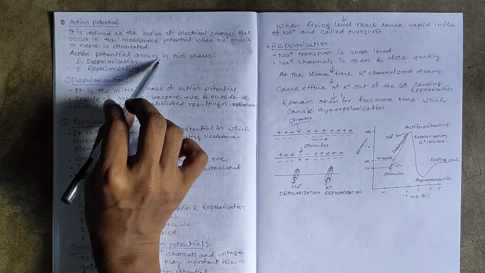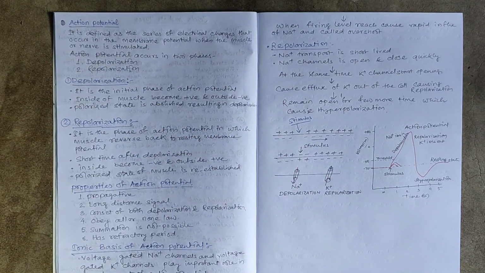Action potential occurs in two phases. Number one, depolarization, and number two, repolarization. And after that, there is a short stage known as hyperpolarization also. So, what are the stages or phases? There are depolarization and repolarization.